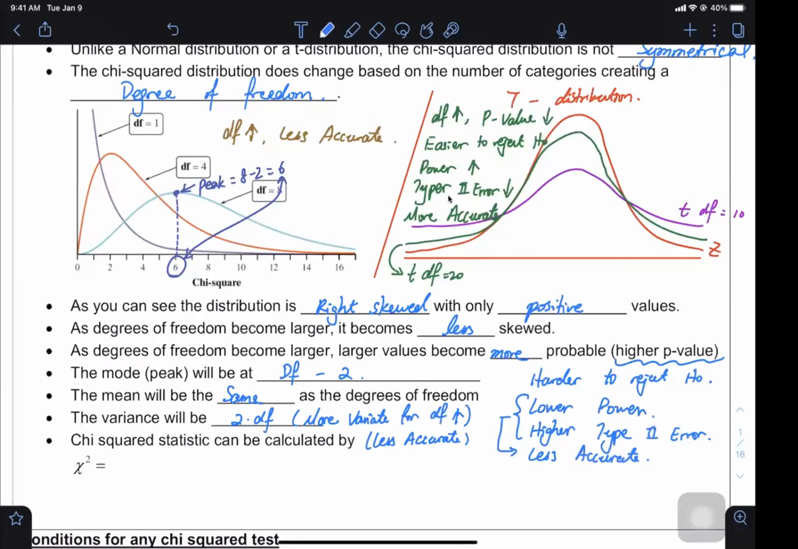And then the chi-square is the summation of observed minus expected, squared, over expected. And this is the chi-square statistic.